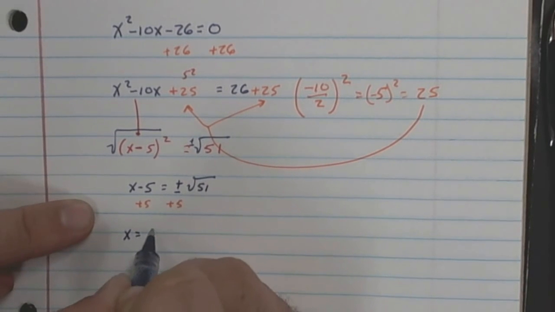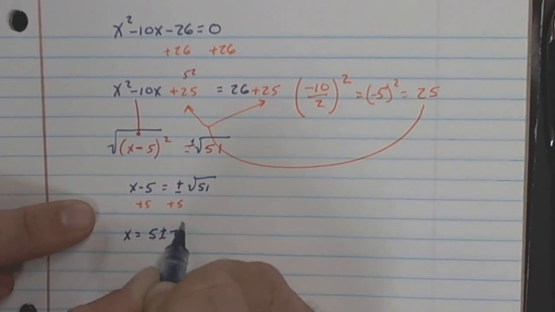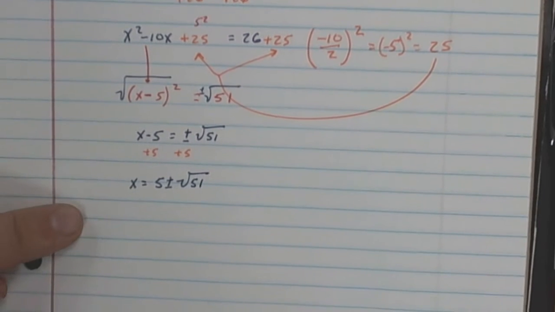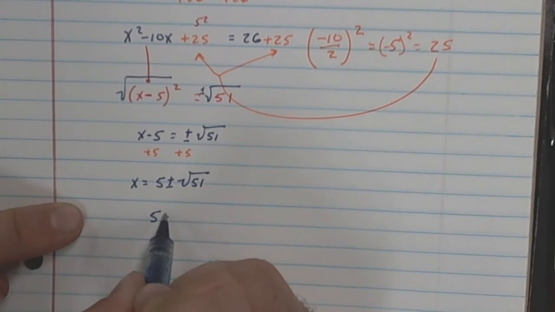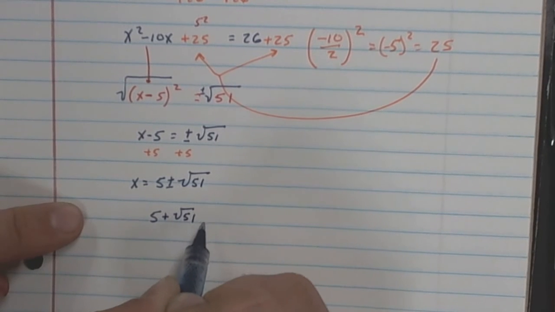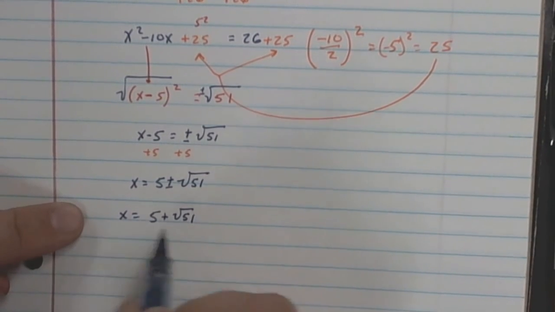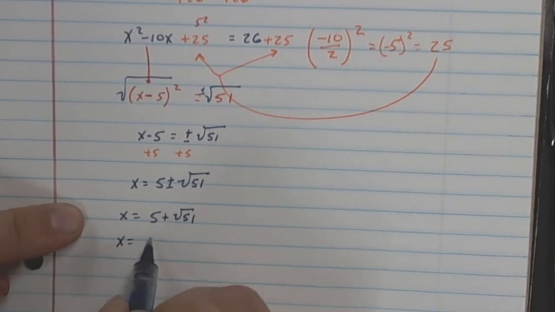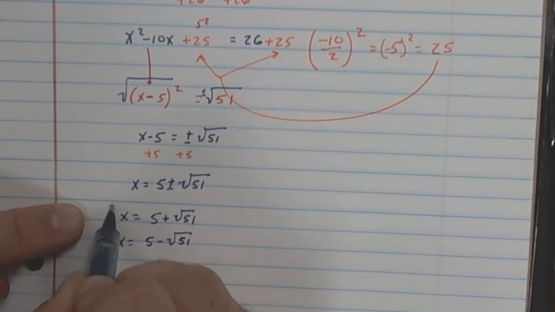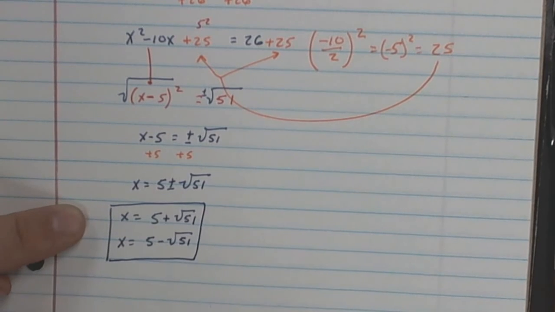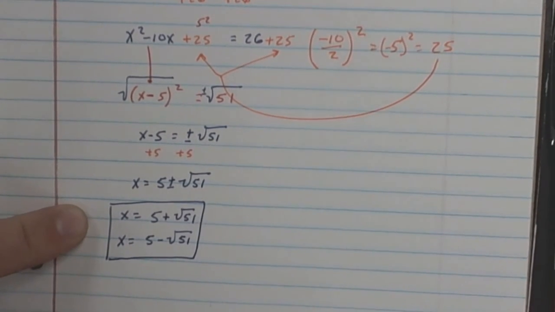X is equal to 5 plus or minus the square root of 51. And a lot of times they'll actually break this up, because that plus or minus means 5 plus the square root of 51. And so x equals 5 plus the square root of 51 and x equals 5 minus the square root of 51. Do you need to break it up? No. Might it help? Yes.